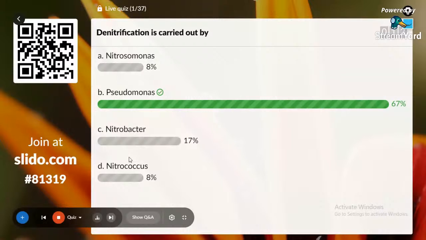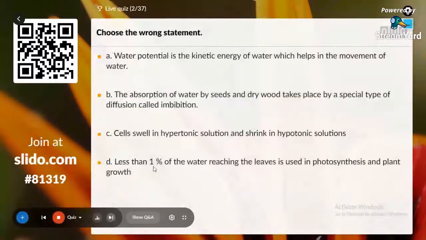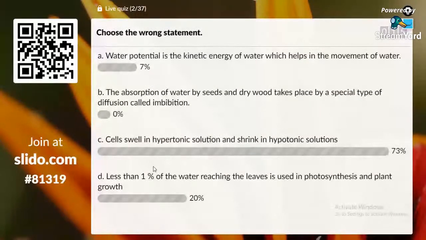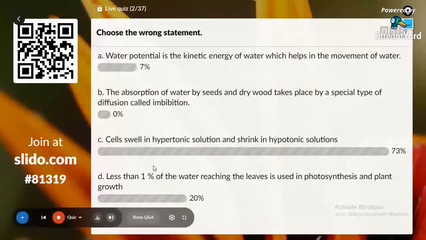Second question on the screen. Read all the options correctly and click the correct answer for the question. Choose the wrong statement. Option A. Water potential is the kinetic energy of water which helps in the movement of water. Option B. The absorption of water by seeds and dry wood takes place by a special type of diffusion called imbibition. Option C. Cells swell up in hypertonic solution and shrink in hypertonic solution. Option D. Less than 1% of the water reaching the leaves is used in photosynthesis and the plant growth.